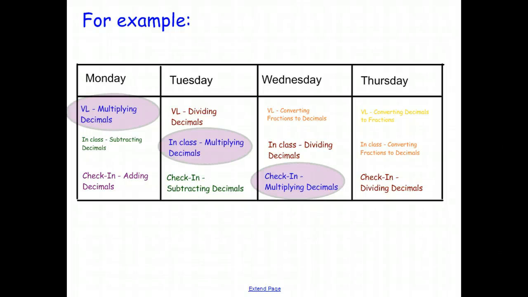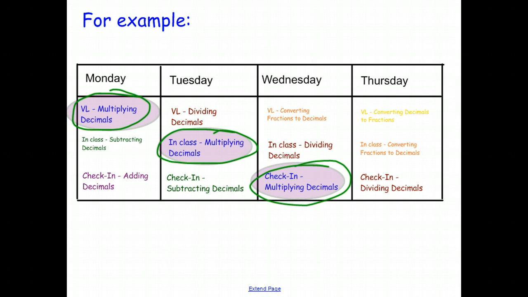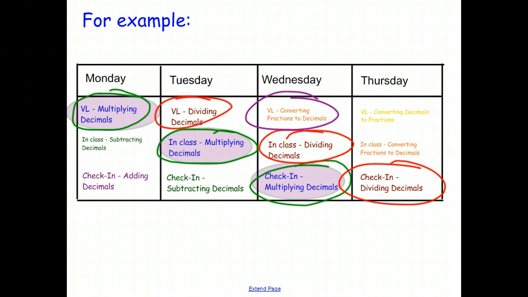So if Monday night your homework was to watch a video lesson on multiplying decimals, that means on Tuesday we would come in and do work with multiplying decimals in class, and then on Wednesday when you come into class we would have a check-in specifically on those decimals. And as you can see, the same would be true for dividing decimals if you followed that through. We don't have the next week up, but it would be the same for converting fractions to decimals, and then the next day we would see a check-in for converting fractions, and also for converting decimals to fractions.